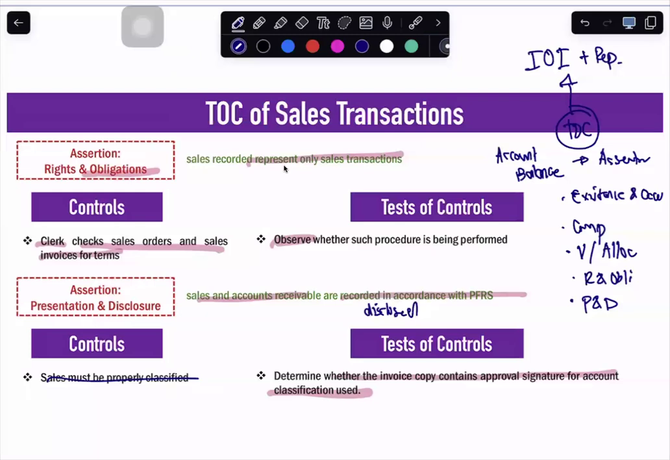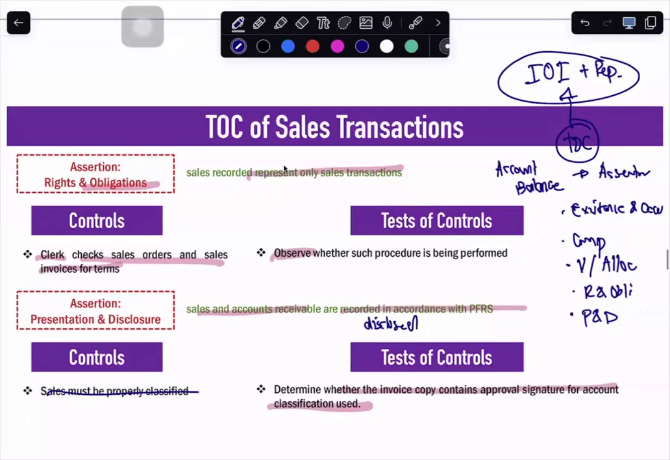So pag binigyan kayo ng choices, which of the following is not a test of control for this assertion, pag wala siya dyan sa apat na yan, yun na yung sagot nyo. Ganun lang naman yun. Iikot at iikot lang yan sa inquiry, observation, inspection, and performance. Or pag tinanong kayo, which of the following is considered as a test of control for this particular assertion, then dapat yung first niya is either inquiry, observation, inspection, or performance. Doon lang iikot yung sagot. So, laging yun lang. Pag nag-gets nyo yun, di madali lang siya.